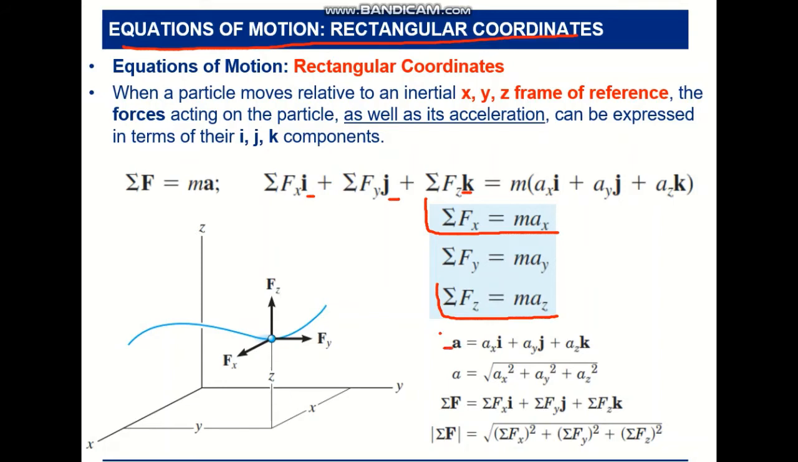So the acceleration vector is given by a_x, a_y, a_z in i, j, k unit vectors, and we can find the magnitude. The total force is again given in the i, j, k directions, and the total force magnitude is the square root of the x direction force squared plus the y direction force squared plus the z direction force squared. We know this from our Physics 1 class, so I'm not going to go into detail anymore.